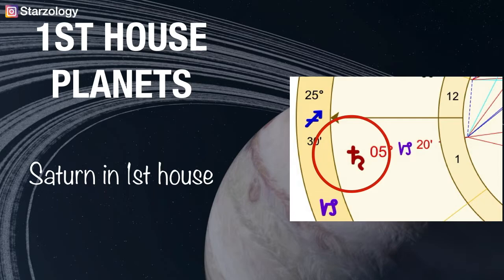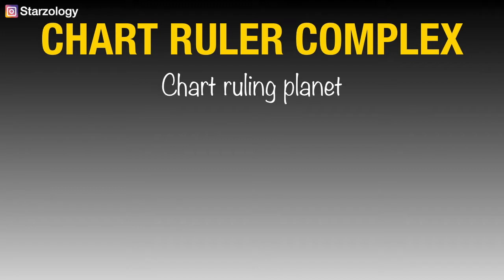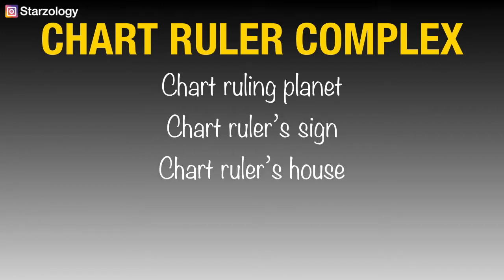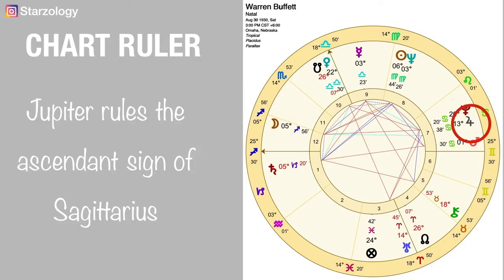Now we're going to turn on to the chart ruler complex, and the chart ruler is the chart ruling planet. We're also going to consider the chart ruler's sign, the chart ruler's house, any aspects to the chart ruler, and any other elevation by position of the chart ruler planet by such things as, is it most elevated, is it the final dispositor, is it the almuton or something like that, is it in dignity or oriental or something important in that way. So the chart ruler is Jupiter.